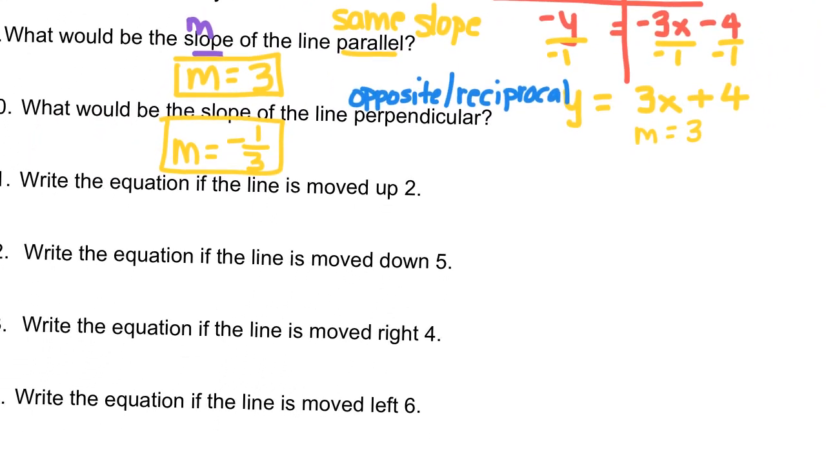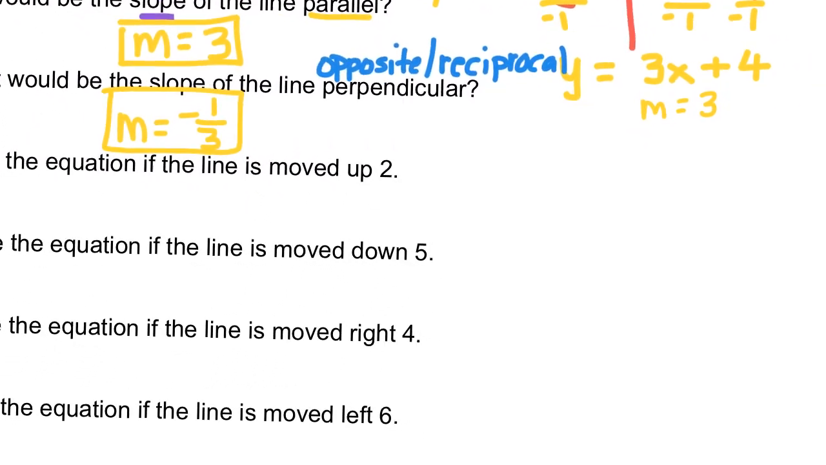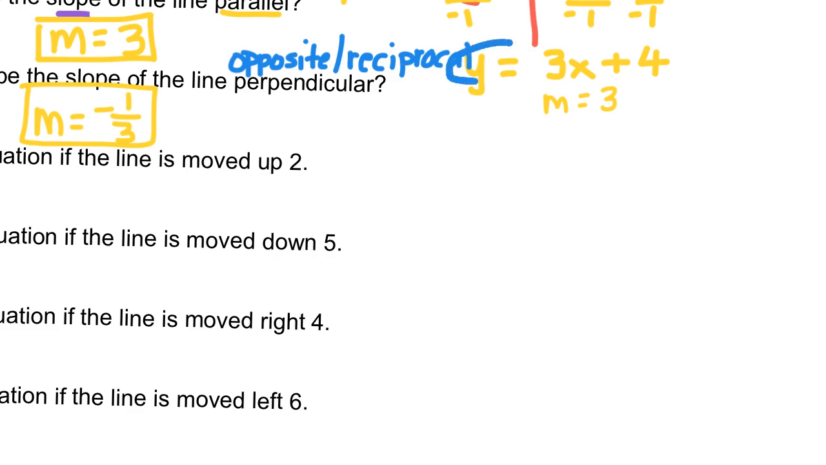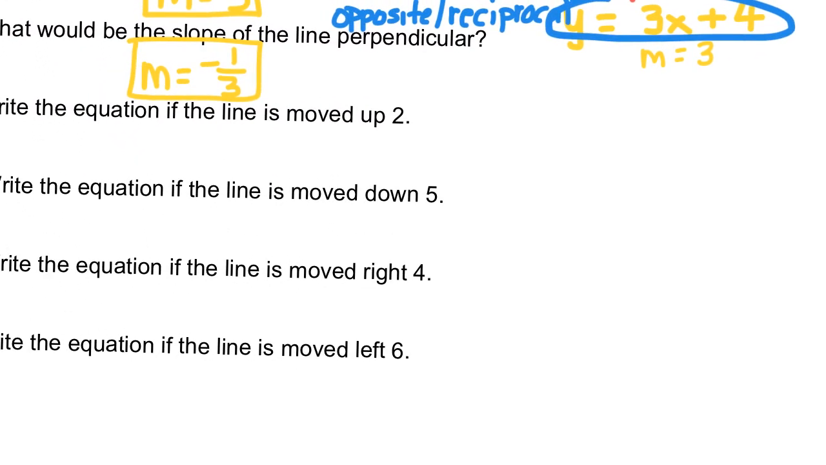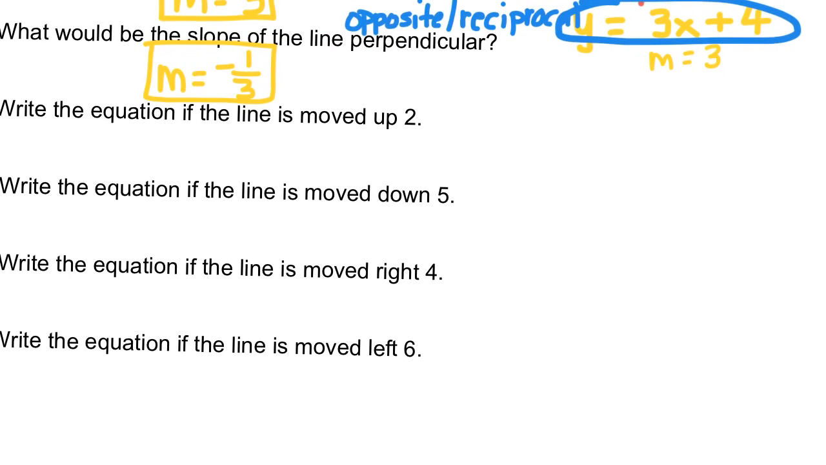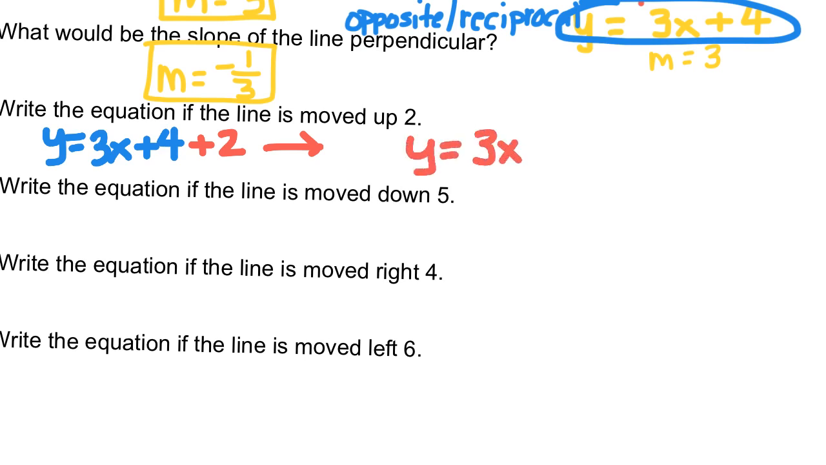Now for number 11, write the equation if the line is moved up 2. Well, remember this, y equals 3x minus 4 is our original equation. We just simply changed it to slope-intercept form. But it will be easier for us to manipulate. So we'll start with that equation, y equals 3x plus 4. Then if it is moved up 2, we simply add 2 to that. Now we'll simplify that. So the equation of our new line is y equals 3x plus 6.